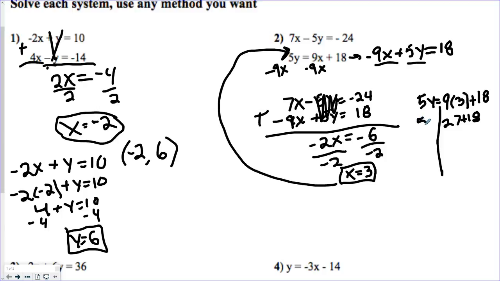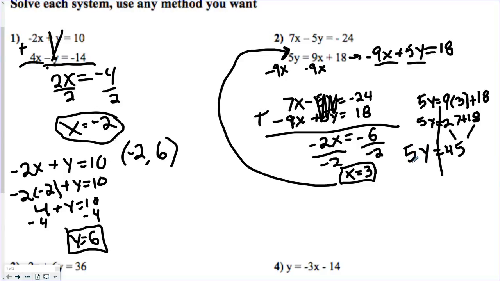Haven't done anything with the 5y yet, so I'm just going to bring that down. And then 27 plus 18 I'm going to put together. Again, I'm just going to do normal 27 plus 18. I'm not moving them across the line, so just keep doing it as normal. 45. 5y. Now there's nothing more to simplify, so now I'm going to solve.